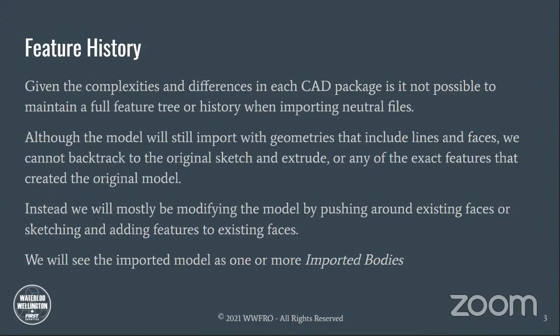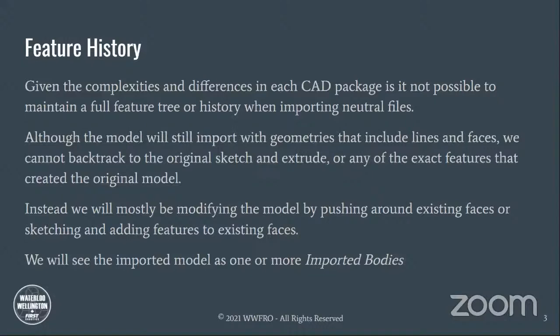However, even though you've got a good representation of what the shape looks like, we lose our feature history or our feature tree. Every CAD package is going to represent extrudes and cuts and fillets and chamfers and all those in a different way. So we'll still get a model that looks and acts exactly like the original model, but we can't backtrack to the original sketch or any of the exact features that we created.